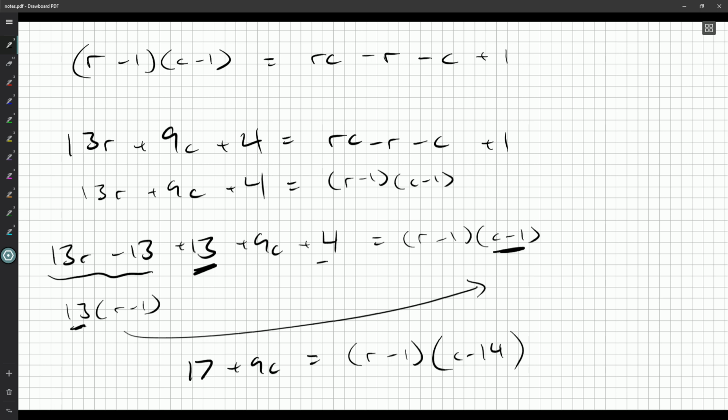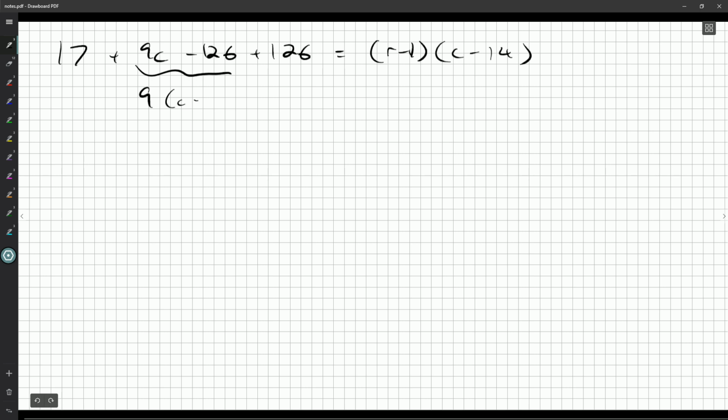Okay? And we could do the same trick, but now we need a C minus 14. Well, I've got 9 C's here, so we'll just quickly grab our calculator. 14 times 9. So if I subtract and add 126 from both sides, R minus 1, C minus 14, really this part here is 9 times C minus 14. So we combine these two, you'll get 143.